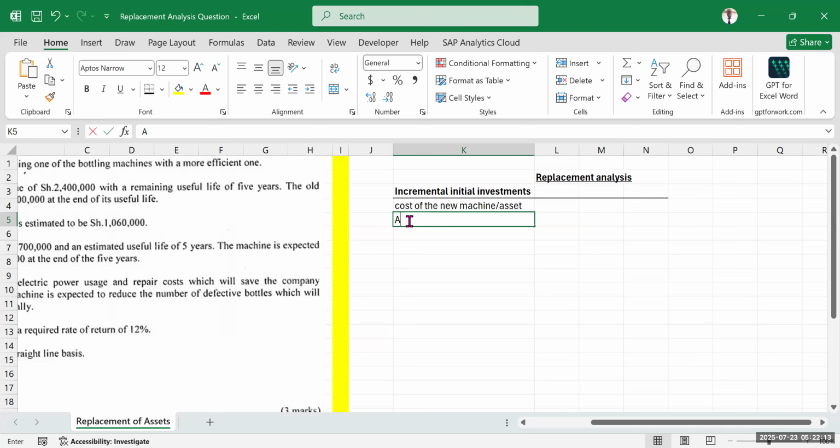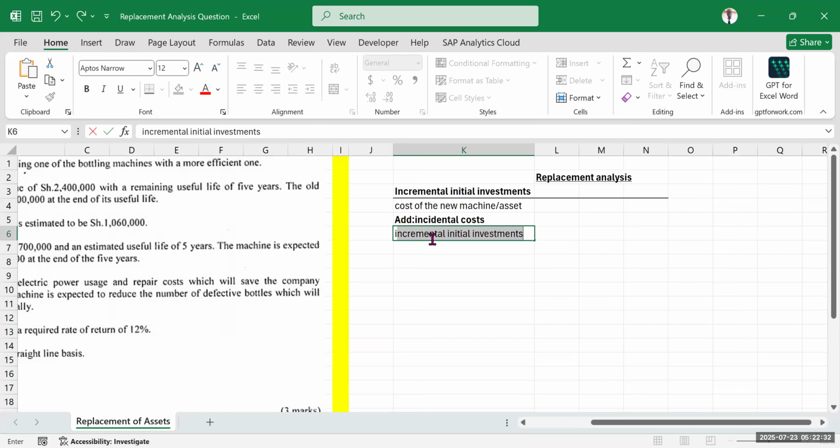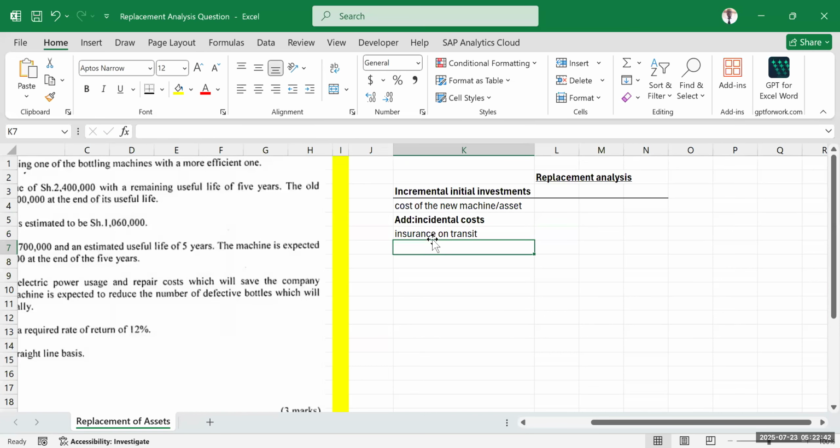So I will say add incidental costs. Now, I've said you can call it incidental or additional. Either way, so long as you understand what it means, it's okay. So we can say insurance on transit, in case that insurance will be needed because you're transporting the item and anything can happen along the way.